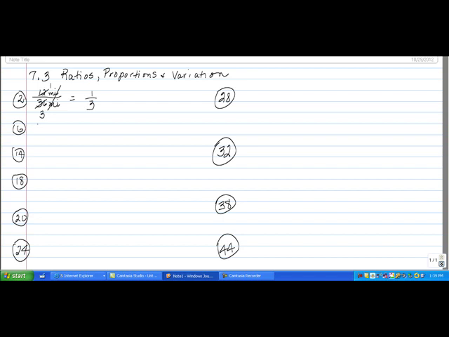60 inches to 2 yards. Okay, so we don't have the same unit here. We have to change 2 yards into inches. And each yard is 36 inches. 2 times 36 would be 72 inches. And so those cancel out. 12 goes 5 and 6. So we end up with a ratio of 5 to 6.